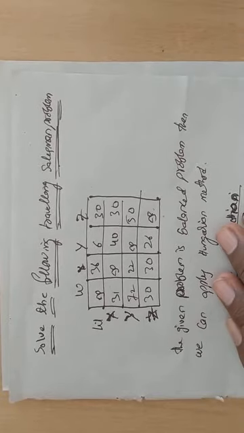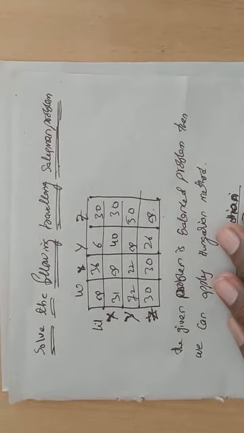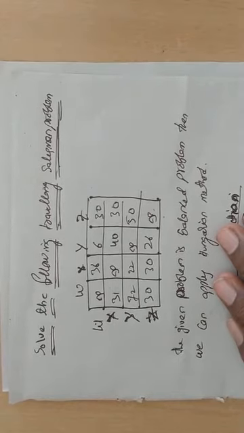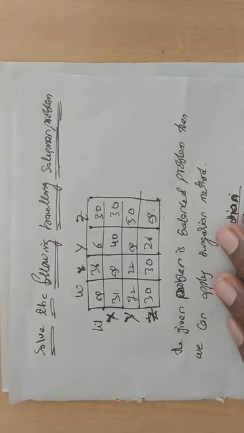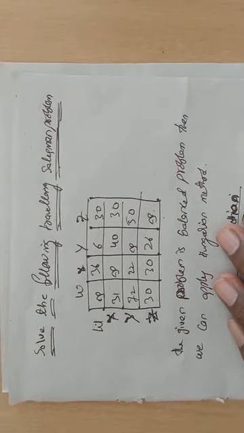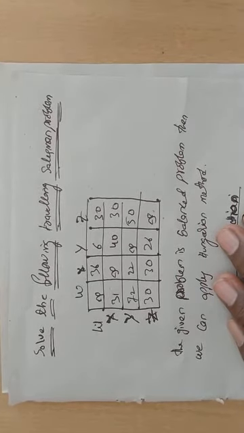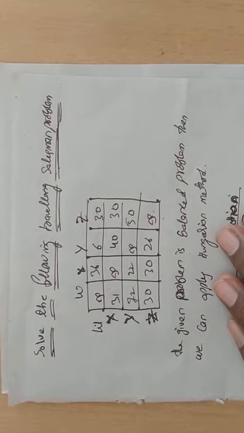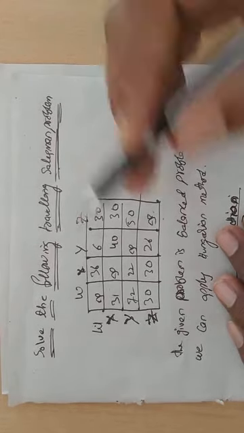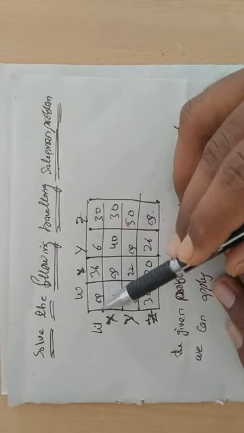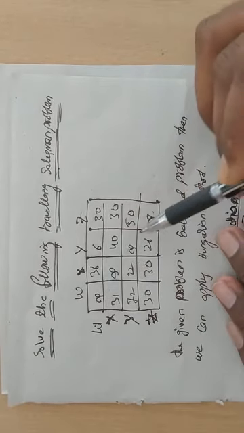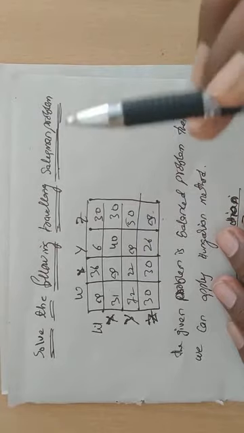Sometimes you can give the zero value, sometimes any symbol value. So we have to ignore the infinity values. Okay? Don't assign any value to the infinity cell. So you have to ignore the infinity values in the given problem.